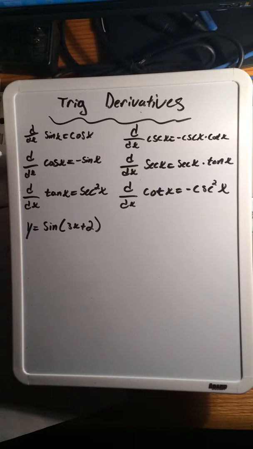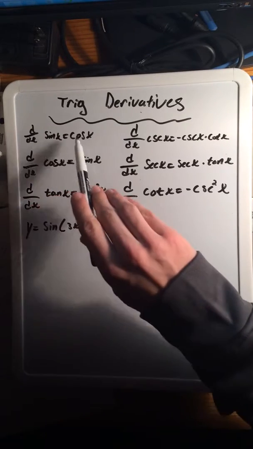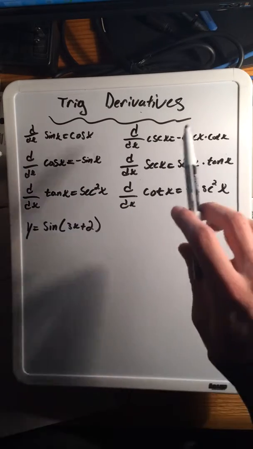Okay, this is trig derivatives. You'd solve a trig derivative using the chain rule. But for each trig value, there's also a derivative of it. So sine would be cosine. Cosine would be negative sine. Tangent would be secant squared.